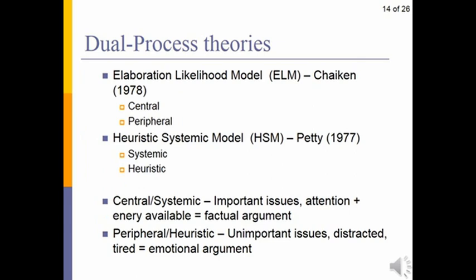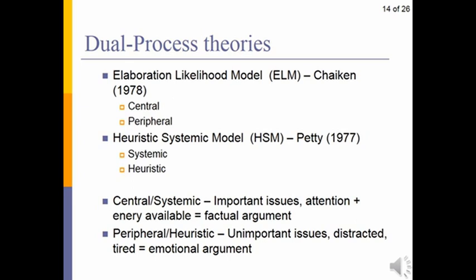What kind of things have we learned through psychology about the act of persuasion? Well, interestingly, two separate theories emerged around the same time, both of which came to roughly the same conclusion about the act of persuasion. The two theories are so similar that sometimes they're referred to collectively as the dual process theories. There's the elaboration likelihood model and the heuristic systemic model.